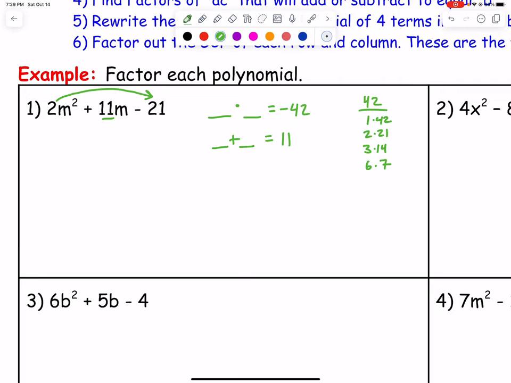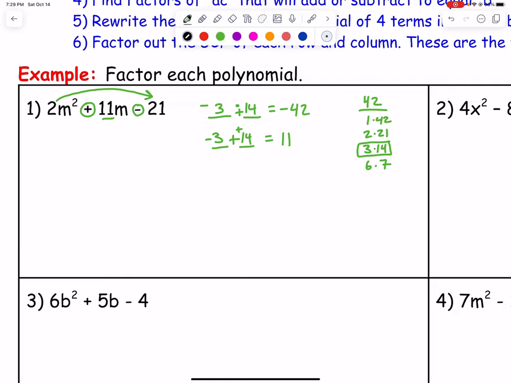So out of these options, 3 and 14 are 11 apart from each other. So those are the ones I need. And then let's look at what our signs are going to be. We have a negative for the third sign, or the sign of c. Therefore, they're going to be different, and our larger number needs to be a positive. So positive 14 and a negative 3.